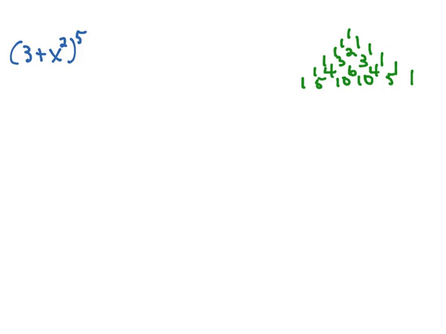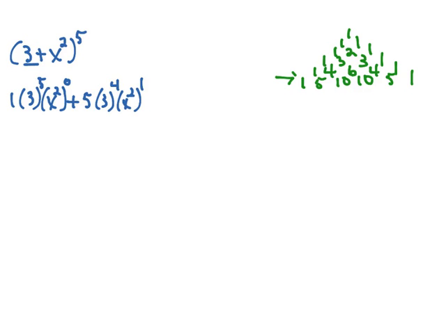To expand the binomial (3 + x²)⁵, we're going to use Pascal's triangle and use the fifth row, where the coefficients are 1, 5, 10, 10, 5, 1. So we're going to have 1. We're going to start out with 3 raised to the fifth power, and x² is going to be raised to the 0 power, plus 5. 3 is going to be raised to the fourth power, x² to the first.